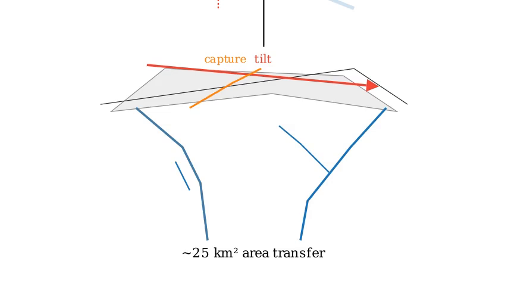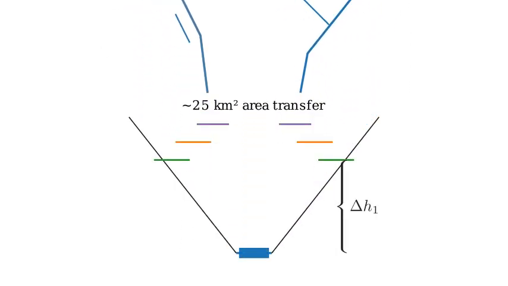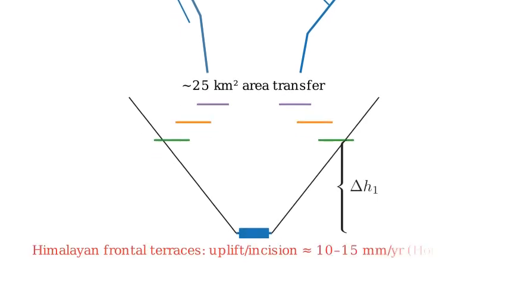Rivers in active belts also build flights of terraces that record incision and uplift. Imagine a valley cross section with former floodplains perched above the modern channel. By dating terrace treads and measuring their heights, we infer incision rates matching uplift on active structures. Along the Himalayan front, late Holocene terraces record 10 to 15 millimeters per year of uplift and incision, among the fastest on Earth.